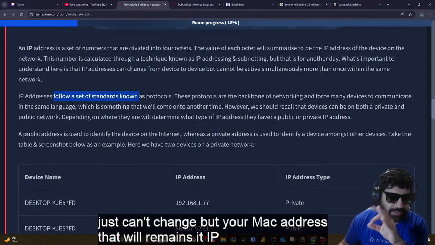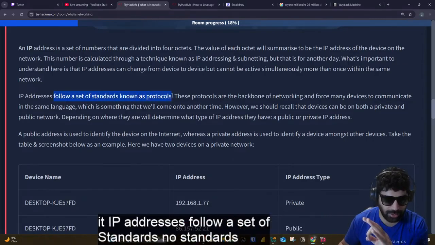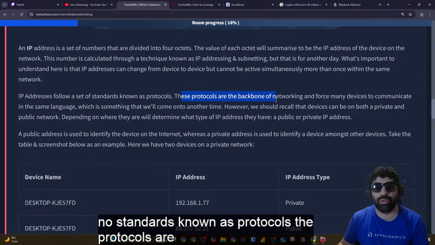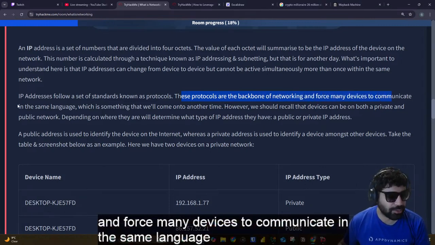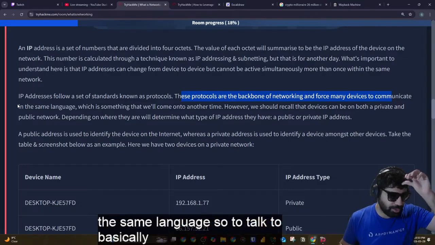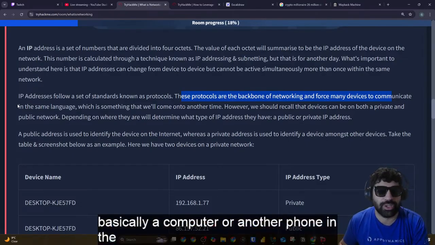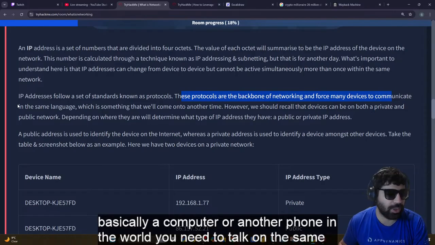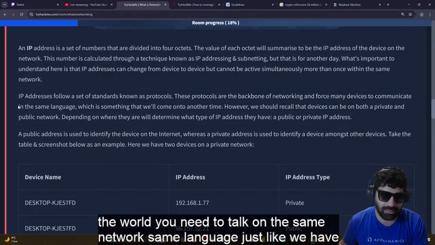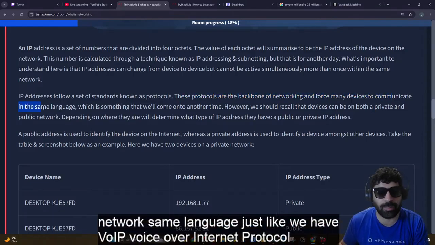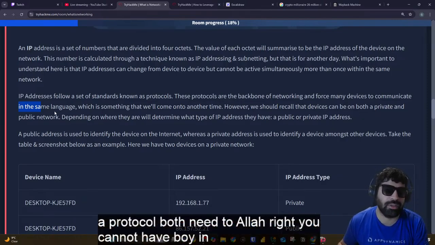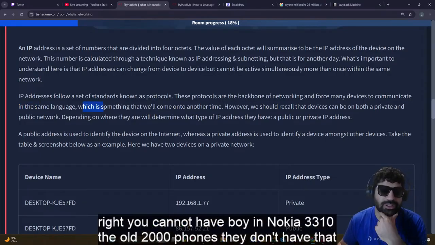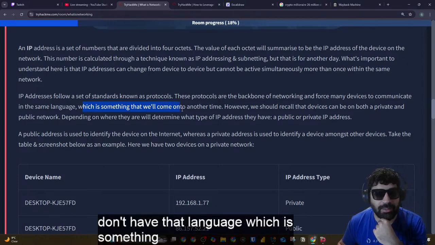IP addresses follow a set of standards known as protocols. The protocols are the backbone of networking and force many devices to communicate in the same language. So to talk to a computer or another phone in the world, you need to talk on the same network, in the same language, just like we have VoIP, Voice over Internet Protocol. That's a protocol both need to allow. You cannot have VoIP on a Nokia 3310, the old 2000s phones. They don't have that language, which is something we will come to another time.